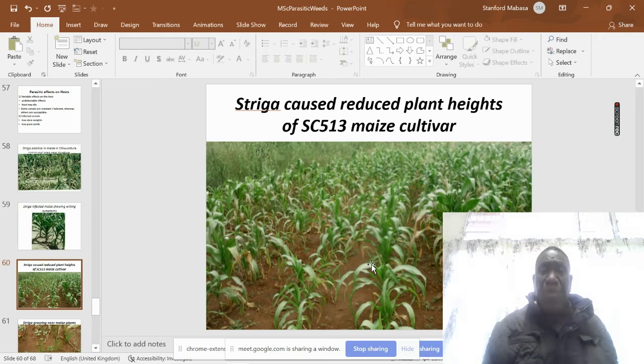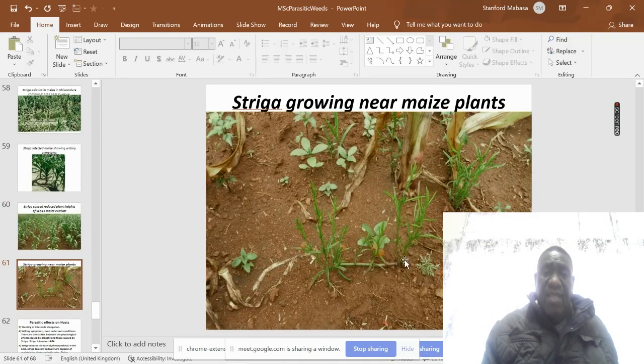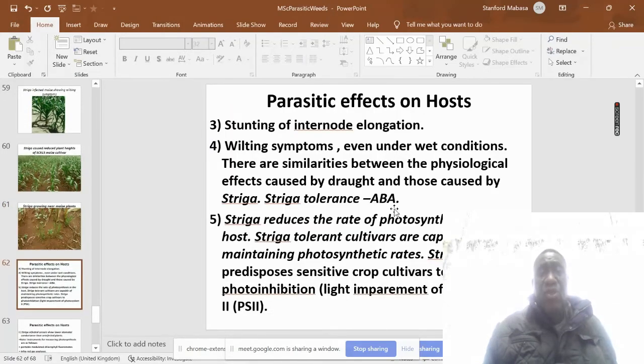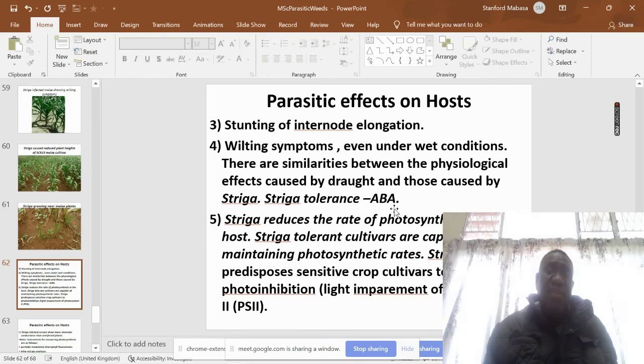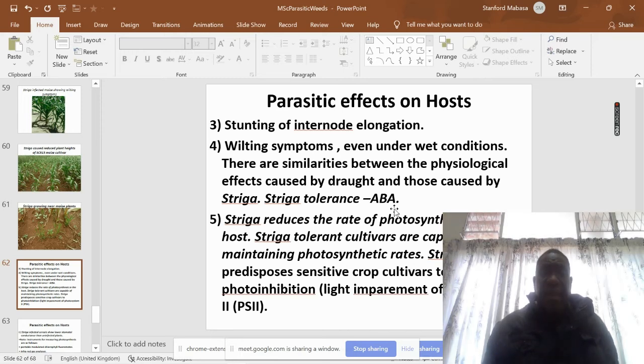It can also reduce plant heights, like what happens to this SC513. On the left, the plants are very short compared to the right. If you check underneath the maize, you find these plants which are Striga asiatica. So one of the effects is stunting of internode elongation. It can cause the plants to be very short, and it can also cause wilting symptoms even under wet conditions.